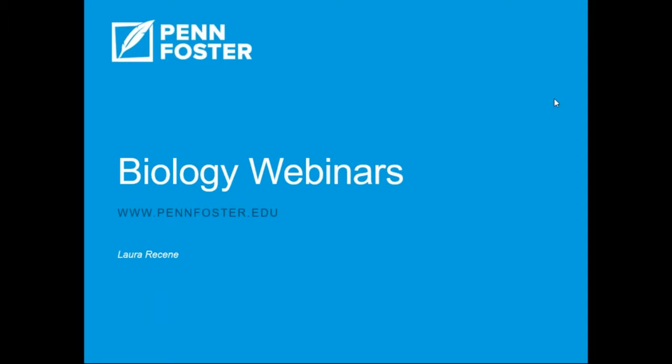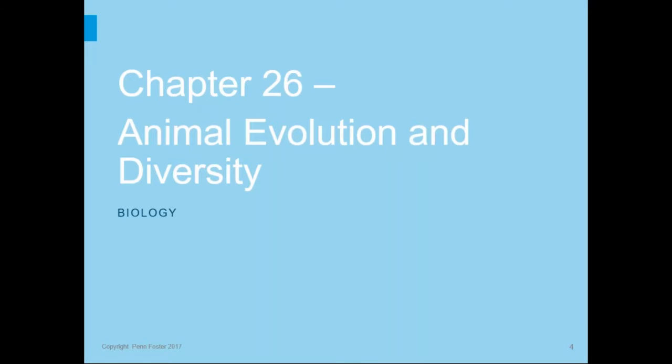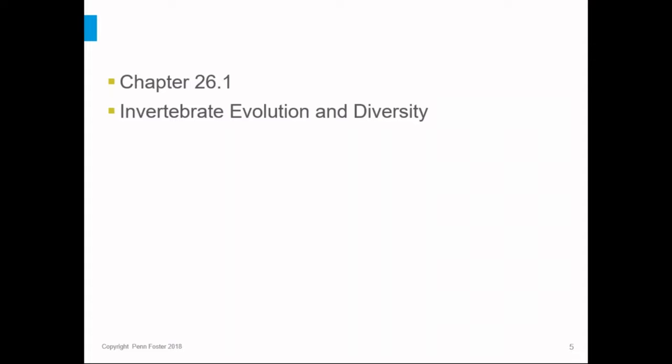Okay, thank you for joining this session. We're going to be going over the first section of chapter 26 in the biology textbook, which is going to be animal evolution and diversity. Specifically, we'll be talking about 26.1, which is about invertebrates and their evolution and diversity.